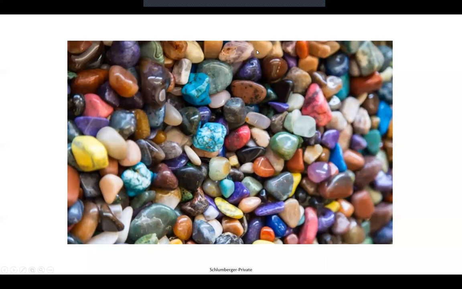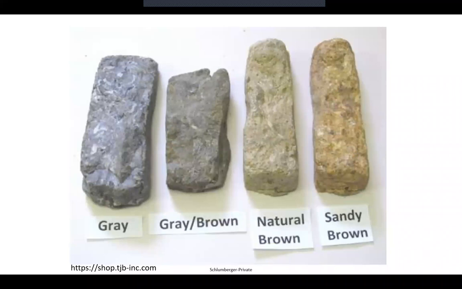you can see here that the rocks that we're dealing with are very, very similar, especially if you're colorblind. Most of them usually are gray or gray and brown or sandy brown or grayish or all those kinds of things. And that makes our life a little bit more difficult.